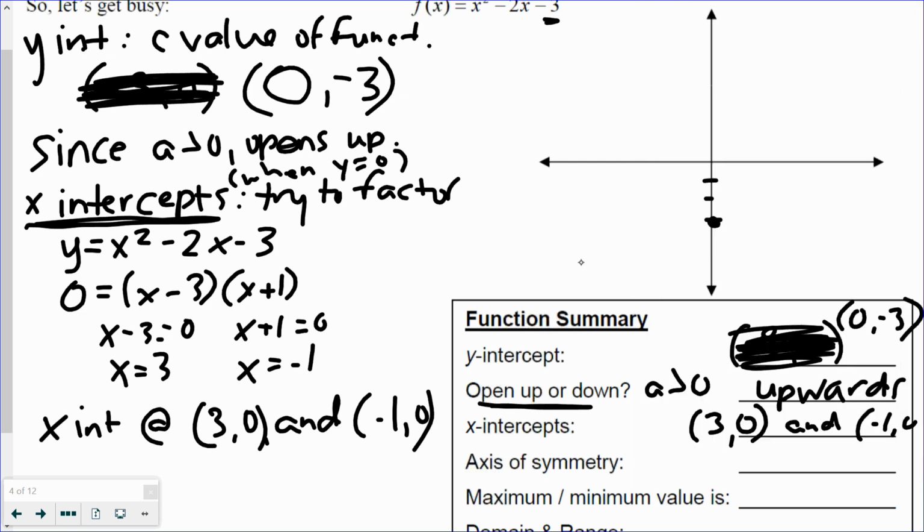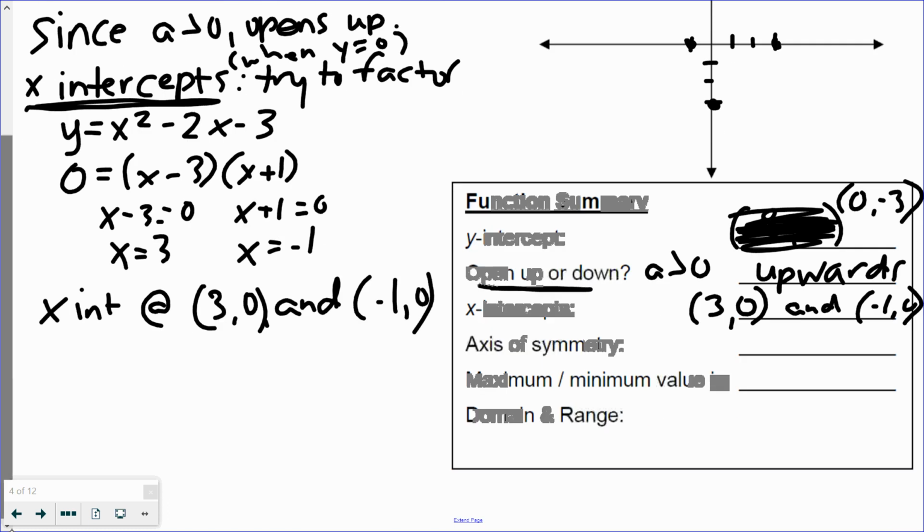Oh, can't quite go that far off my page. And so plotting those on my graph as well. 1, 2, 3. And then negative 1. So I can see the shape of my graph, right? Like I get a pretty good sketch. But we want all of the things to be represented properly.